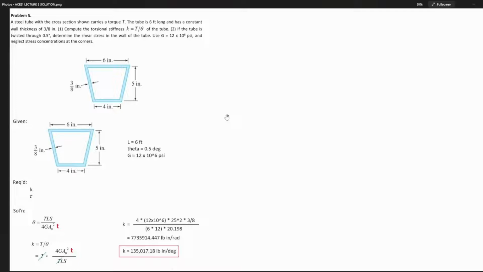Number 1, compute the torsional stiffness K. So, K is equal to T over theta of your tube. Number 2, if the tube is twisted through 0.5 degree, determine the shear stress in the wall of the tube. Use G equal to 12 times 10 raised to 6 psi and neglect stress concentrations at the corners.